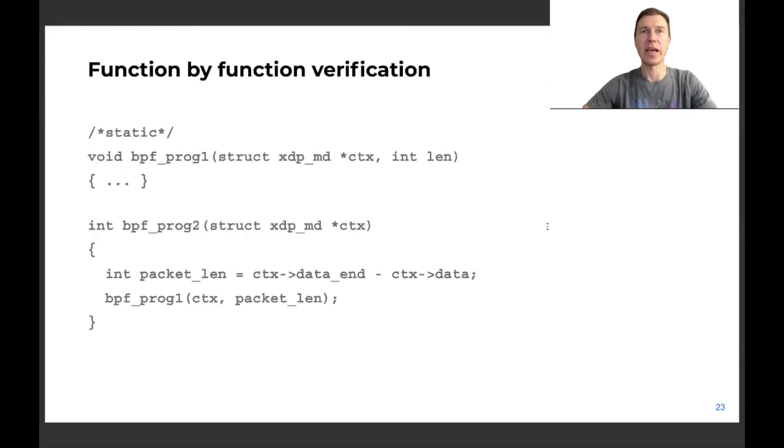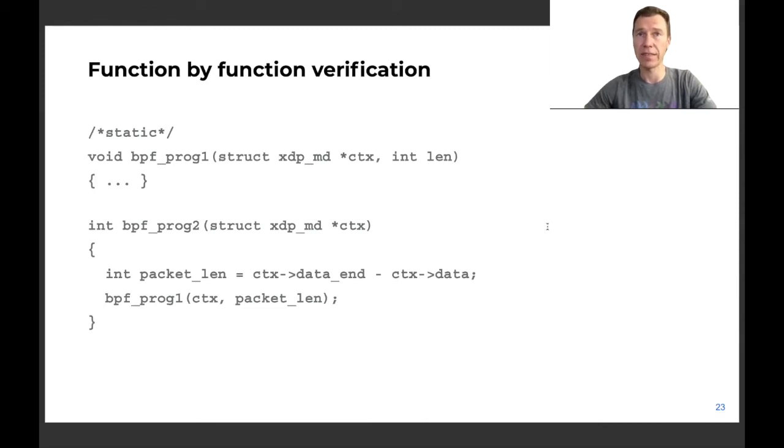Let's take a look at one last example before I conclude this talk. On function entry, the first argument is a pointer to struct XDP metadata, and the second argument is an integer. Because the first program is global, the verifier will try to ensure its safety standalone. It will verify it with the assumption that R1 is a valid pointer and R2 can be any integer.